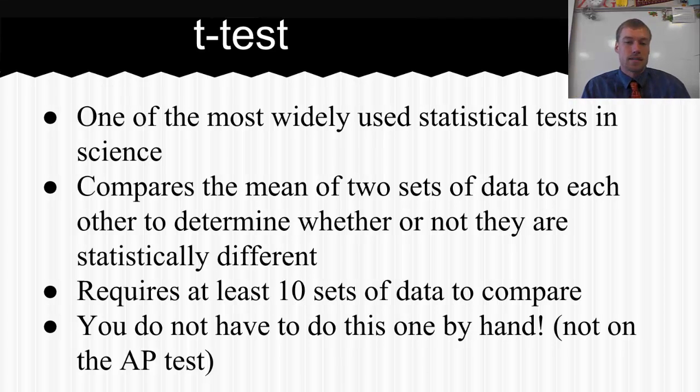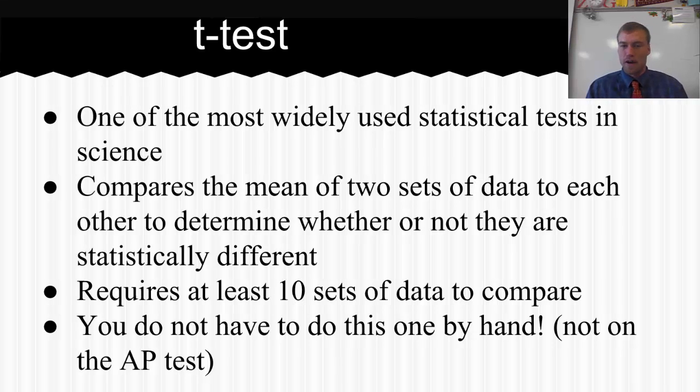All right, the t-test. Again, this is one of the most widely used statistical tests in science. It compares the mean of two sets of data to each other to determine whether or not they are statistically different. So a mean is an average, right? Let's say we're taking data of tree heights in two different locations, and we want to see whether or not those tree heights are statistically significantly different from one another.